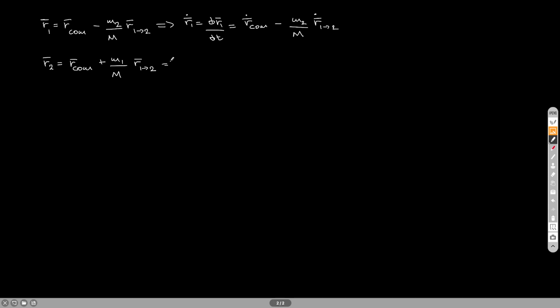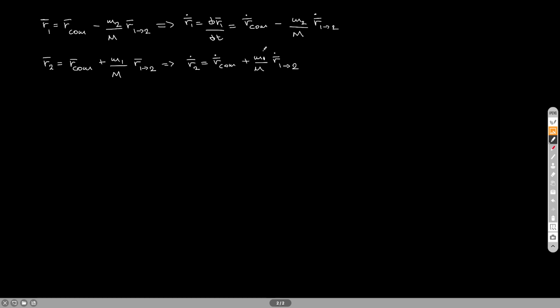And I will do the same thing here. R2 dot equals R center of mass dot plus m1 over big M, and the time derivative of the relative position vector from 1 to 2.